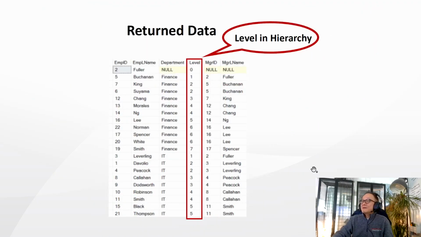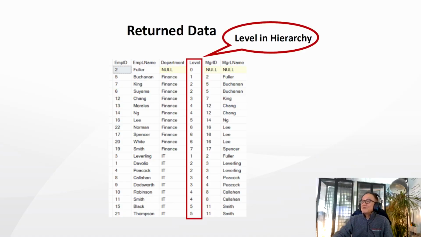If we run the code we just went over, here is the returned data. Pay attention to this column we created. In label, there will be numbers which indicate where within the organizational chart or the hierarchy an employee is located.